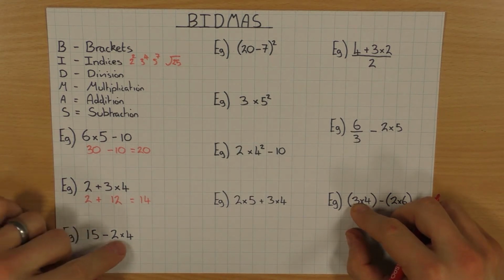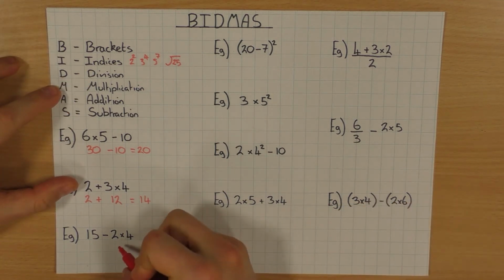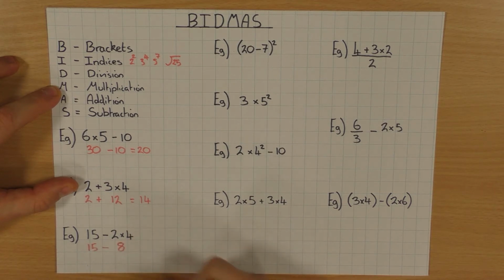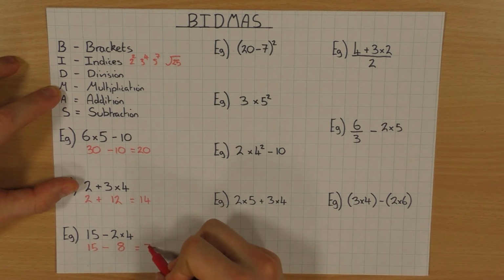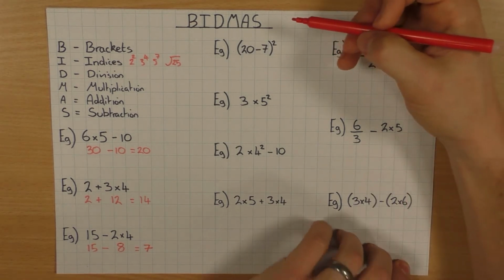Next one, I've got a subtraction and multiplication again. So multiplication comes before subtraction. I need to do 2 times 4, which is 8. Then I bring the 15 and the subtraction down like so. And then 15 take away 8 is 7. A little bit more interesting.